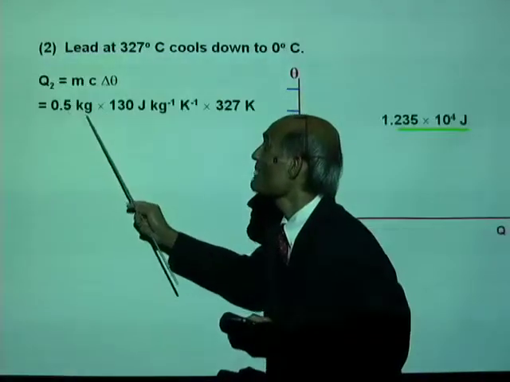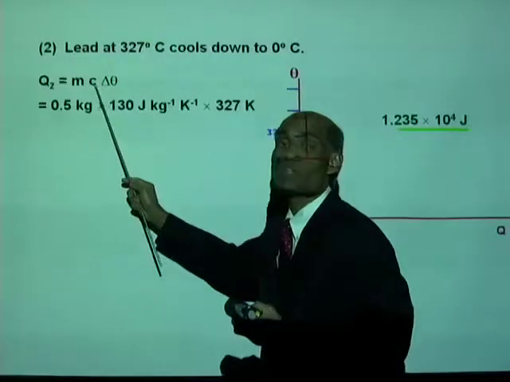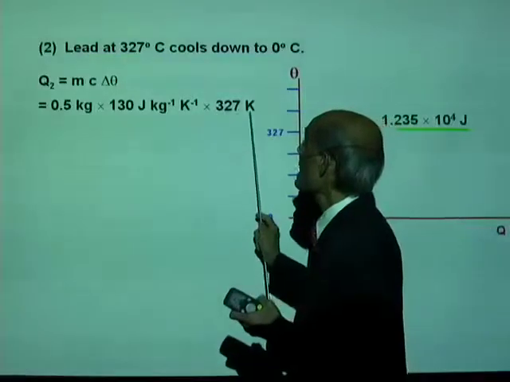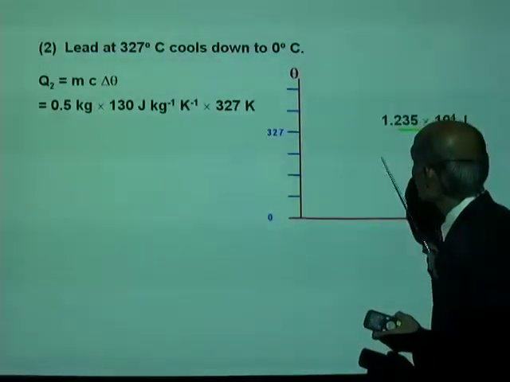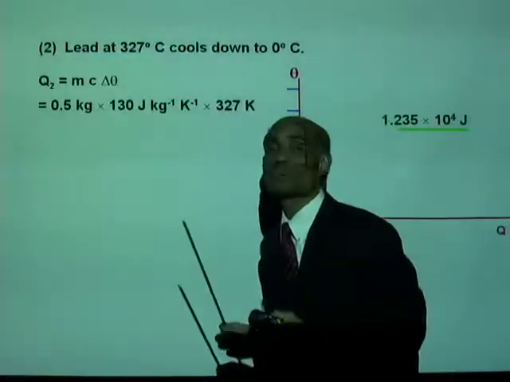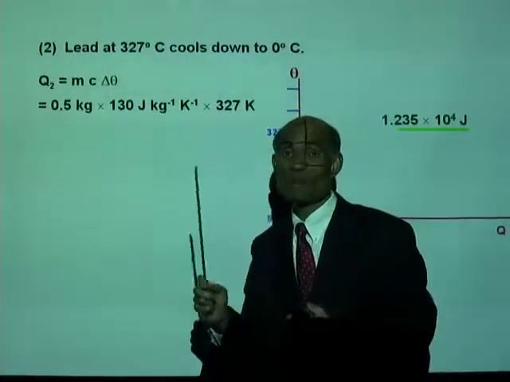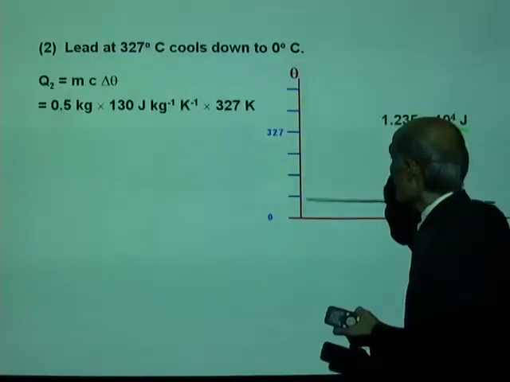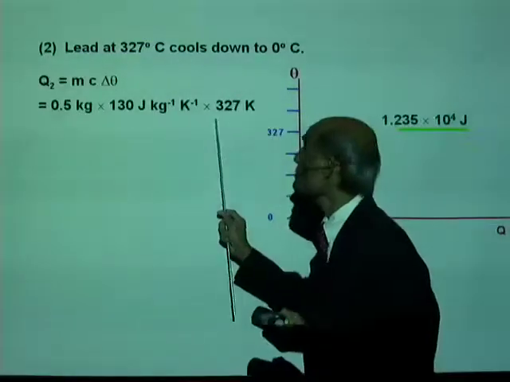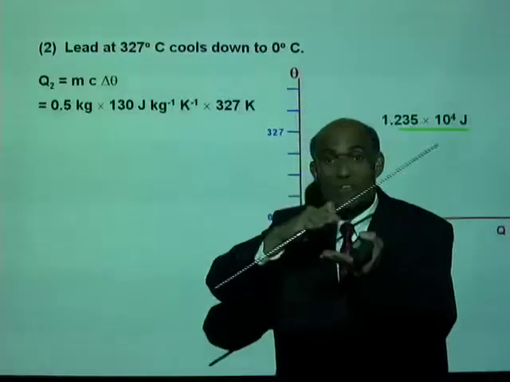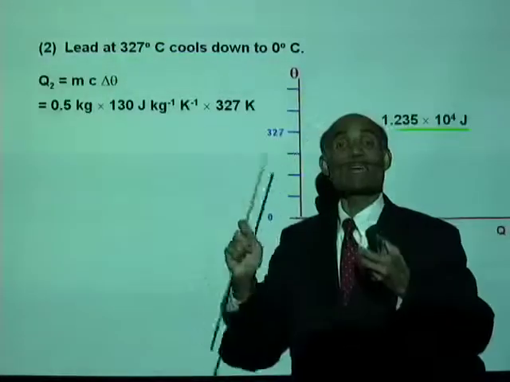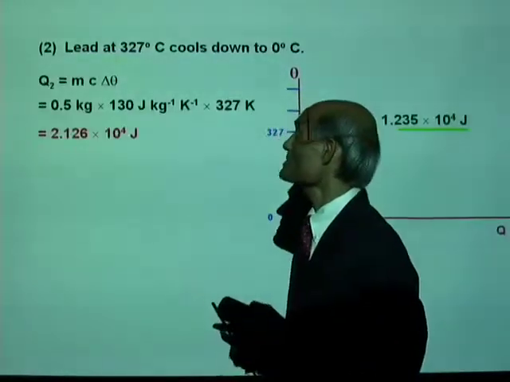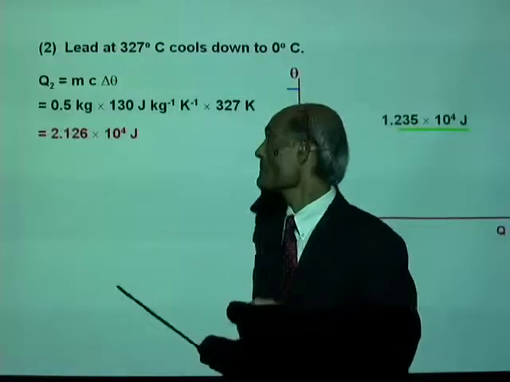Mass of lead is 0.5 kilogram. Specific heat of lead is given as 130 joules per kilogram per Kelvin, and the change in temperature is 327 minus 0, that is 327 Kelvin. Let me remind you one more time. The temperature interval 327 degrees Celsius minus 0 degrees Celsius is 327 Kelvin. The temperature intervals in degrees Celsius and Kelvin are the same. And this will be 2.126 times 10 to the power 4 joules.